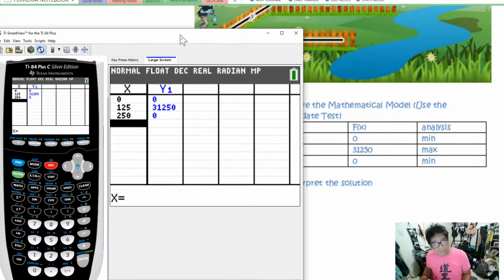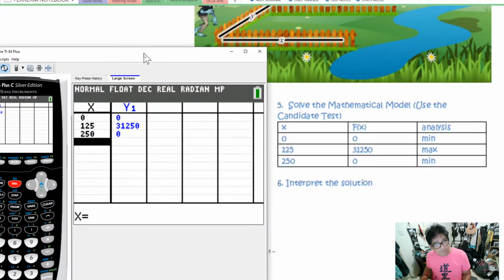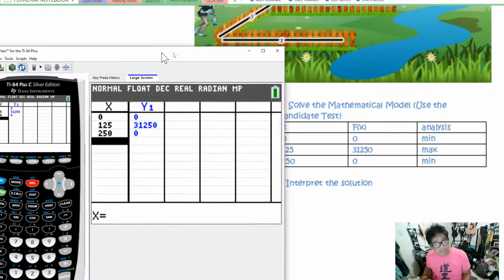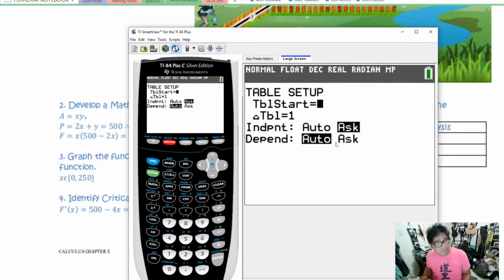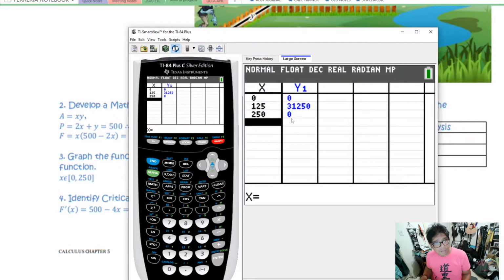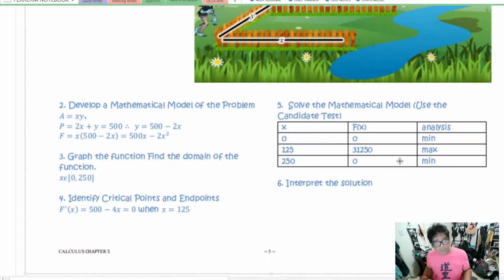Try and get these both in the same view. That's the same thing. That's a really good way to do your candidate test. Go ahead and use the table function. Again, table set, second window, ask, auto, table, second graph, and then just fill in your x coordinates. All right, that's our window.